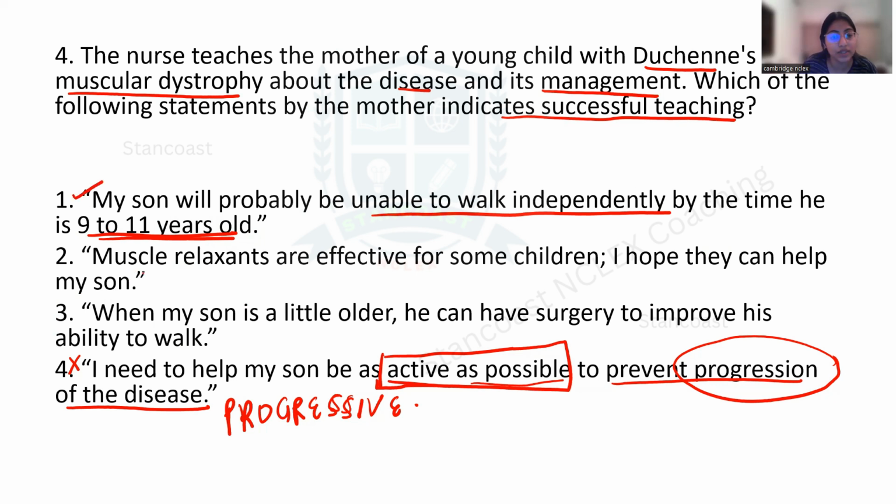Now let's see option number 2. Muscle relaxants are effective for some children. I hope they can help my son. Now we have to know the fact that there is no medication, no treatment that has been effective for this disease. We cannot cure it, but we can provide some kind of relief through physical therapy, being active, and maintaining the unaffected muscles. The use of muscle relaxants is not going to help. So this is not the correct statement.